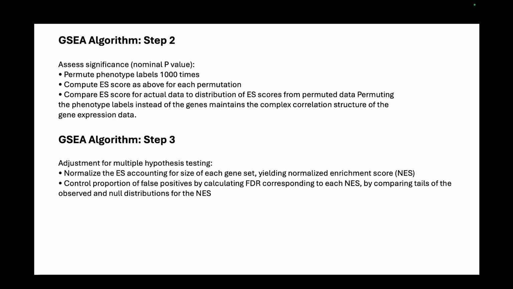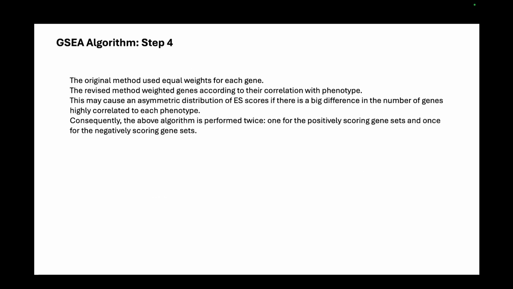And then you control the proportion of false positives by calculating the false discovery rate corresponding to each normalized enrichment score, by comparing tails of the observed and null distributions for the normalized enrichment scores. And this is the final step in the GSEA algorithm.